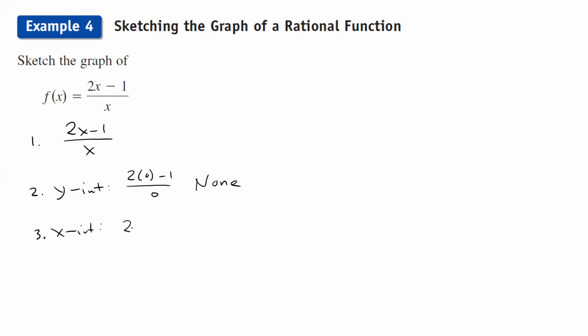We're going to use the original numerator, solve for x. So add 1 to both sides, divide by 2, and we get ourselves a 1/2. Perfect.